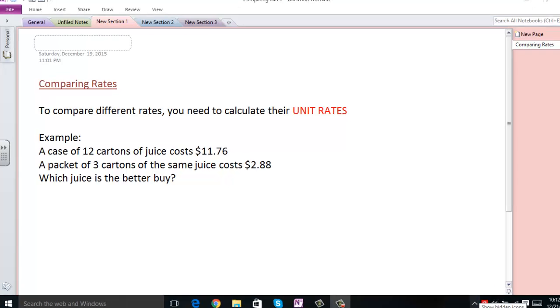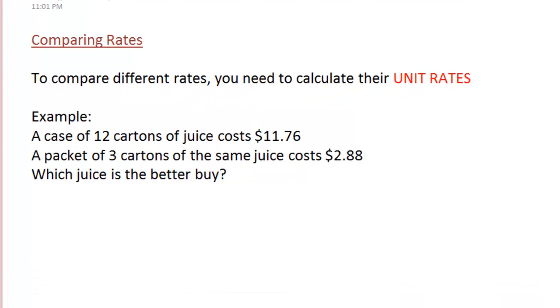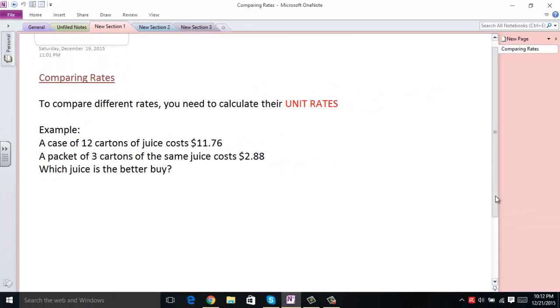Unit 2, Lesson 3, Comparing Rates. To compare different rates, you need to calculate their unit rate. It is very important to understand the meaning of unit rates, and to explain it, I prefer that we start with the first example.